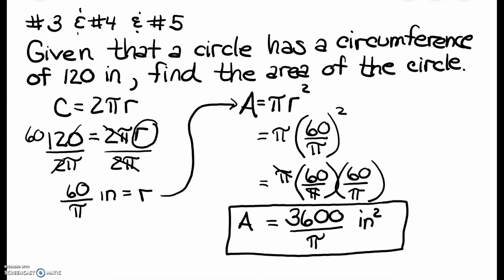So 3, 4, and 5 give you the circumference of your circle, and you have to find the area. So this is how you should do it.